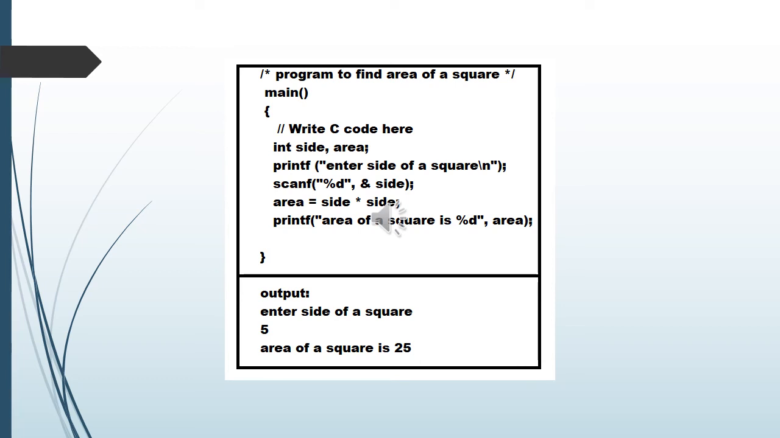Enter side of a square. If you give 5, area of a square is 25, 5 multiplied by 5. If you give 7, 7 sevens are 49. Like that the result will be shown.